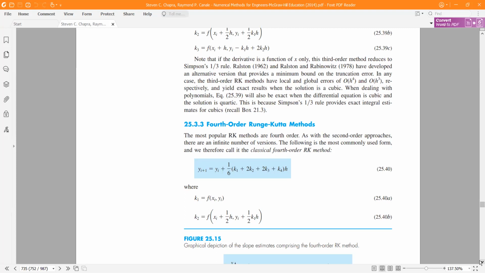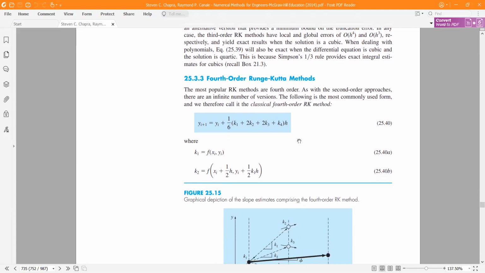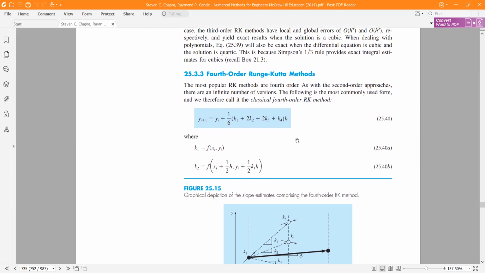Now, if we want to calculate our K2, it is calculated at a point equal to the point you start with plus half of the step size, isn't it?